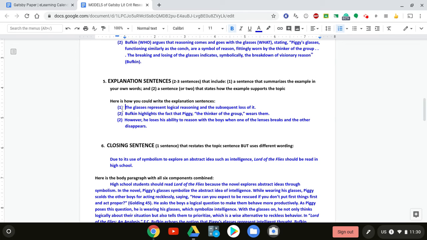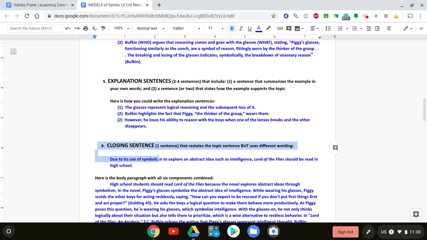The glasses represent logical reasoning and the subsequent loss of it. Bufkin highlights the fact that Piggy, the thinker of the group, wears them. However, he loses his ability to reason with the boys when one of the lenses breaks and the other disappears.